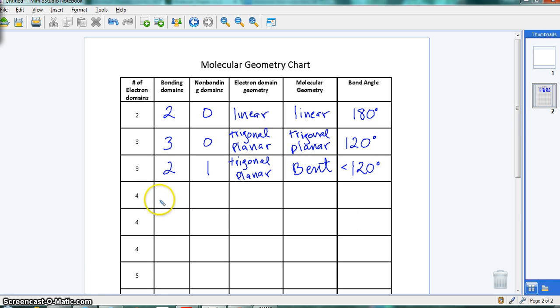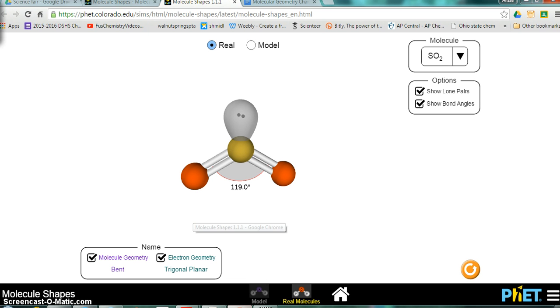Okay? All right, now let's look at the next group. We have 4 groups of electrons, 4 electron domains. So that means we could have 4 bonds and no lone pairs, 3 bonds and 1 lone pair, or 2 bonds and 2 lone pairs. Let's look at our simulation and see what these would be.